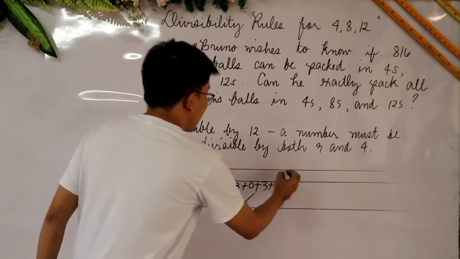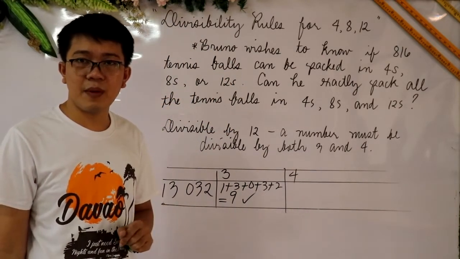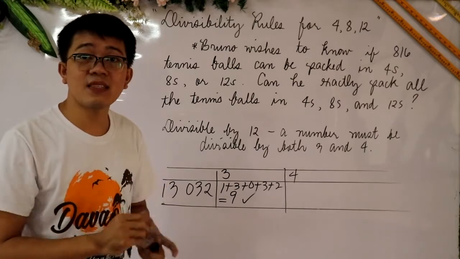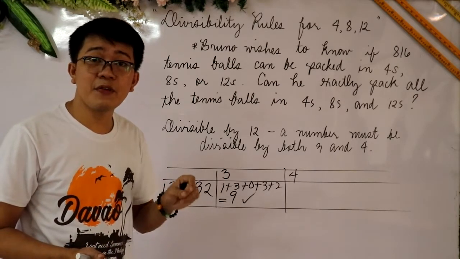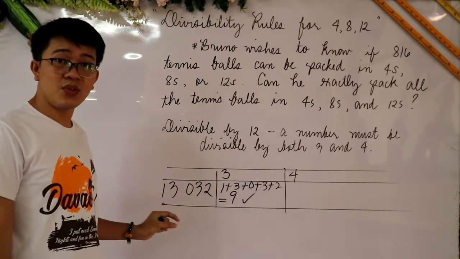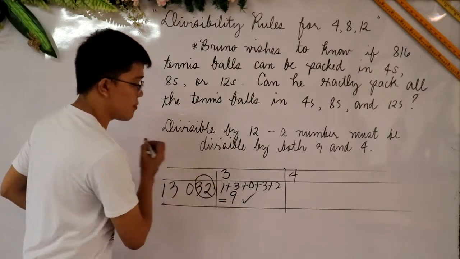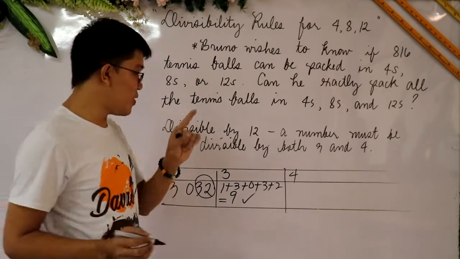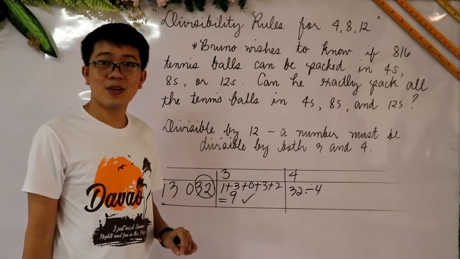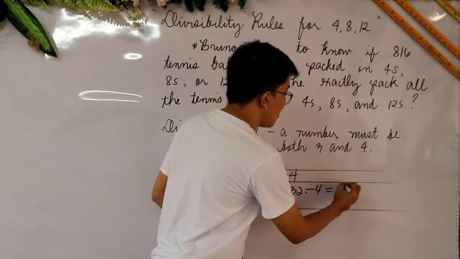And here we go. What is the condition in divisibility rule number 4? A number is divisible by 4 if the last 2 digits, or the number formed by the last 2 digits, is divisible by 4. Now, what are the last 2 digits here? Awesome. It's 32. Now, do you think 32 is divisible by 4? Correct. It is divisible by 4 because 32 divided by 4 is 8 without remainder.